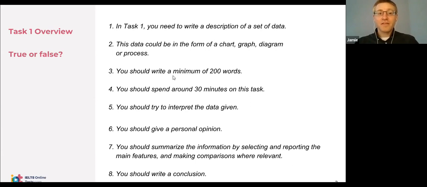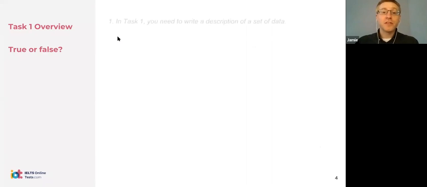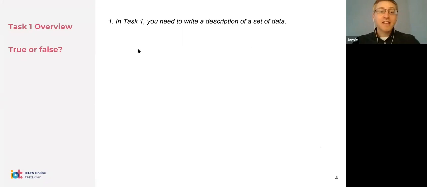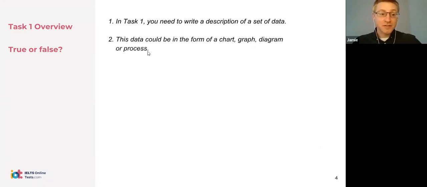Okay, so for number one, in task 1, you need to write a description of data. This is true, absolutely. That is the point of this task. You need to describe a set of data. For number two, this data could be in the form of a chart, graph, diagram, or process. Then this is absolutely true. Yes, it could also be in the form of a map as well. But the most common types of question are the chart and the graph or a diagram.